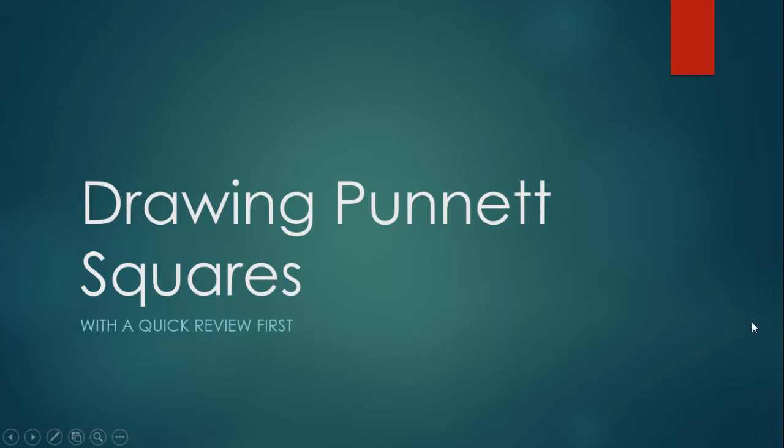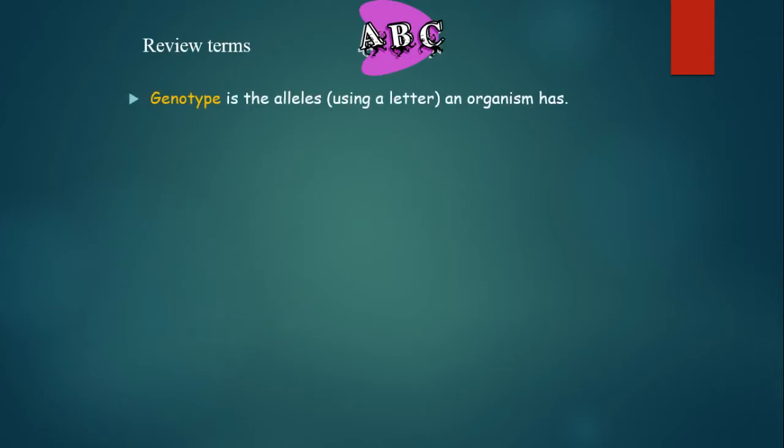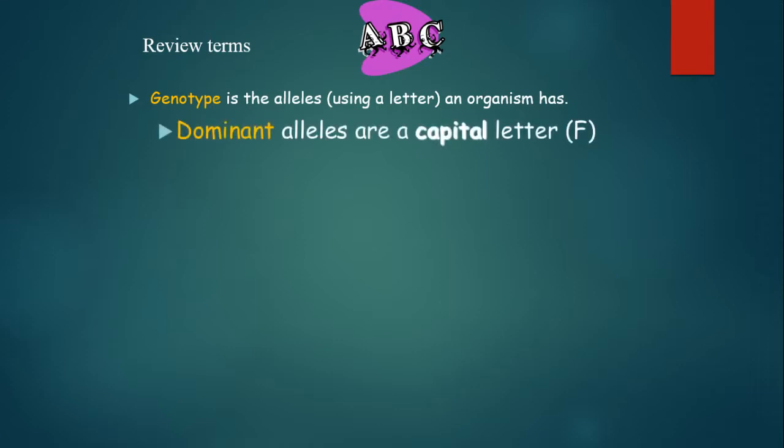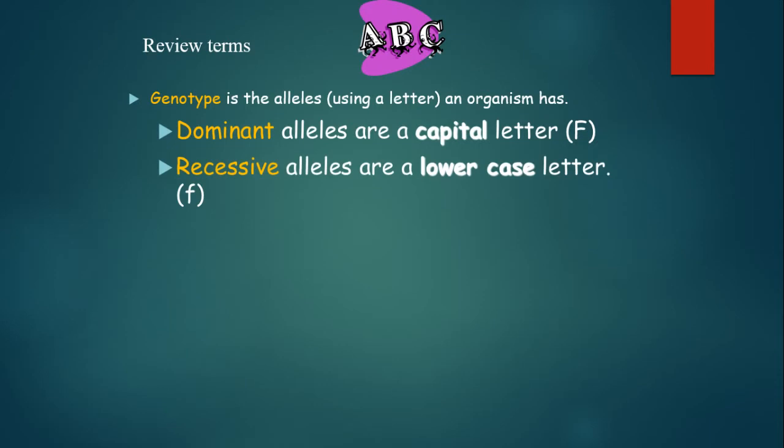Now let's learn how to draw punnett squares. And of course we need a quick review before we can do that. Please remember that the genotype is the alleles that an organism has. It's the genes of the organism, and you use a letter to represent that genotype. Dominant alleles are represented with a capital letter, and recessive alleles are shown by writing a lowercase letter.